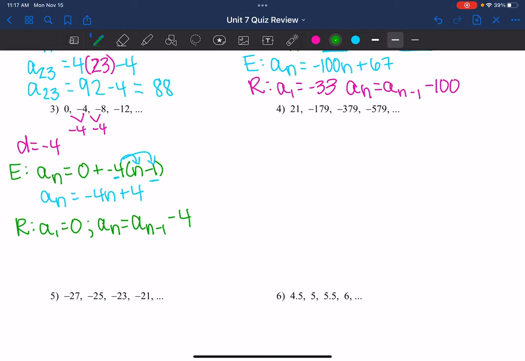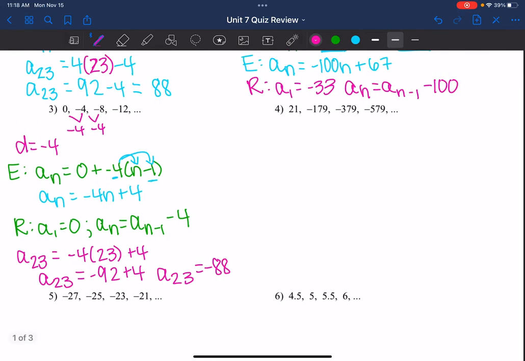Then to find my 23rd term, I'm going to take my explicit formula. So I'm going to say a sub 23 equals negative 4 times 23 plus 4. When I multiply negative 4 times 23, I'm going to end up getting negative 92 this time. So a sub 23 equals negative 92 plus 4, which is then going to be a sub 23 equaling negative 88.